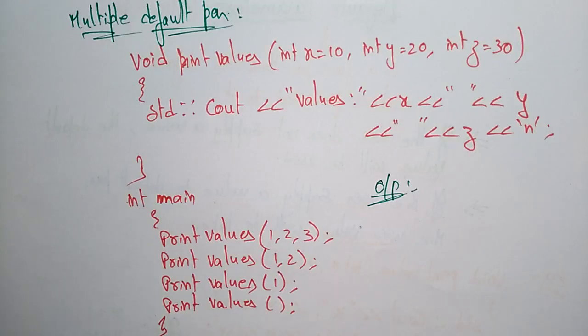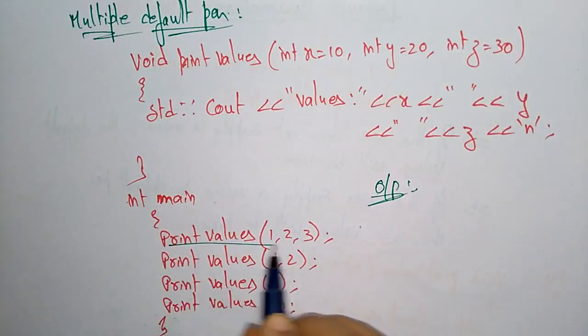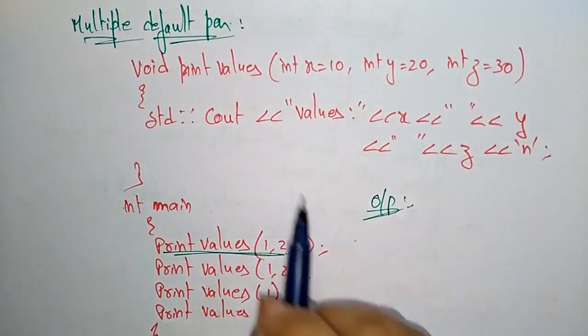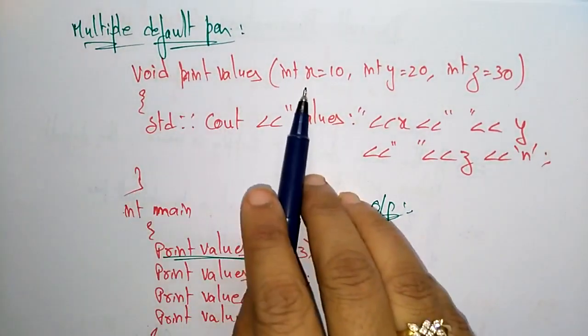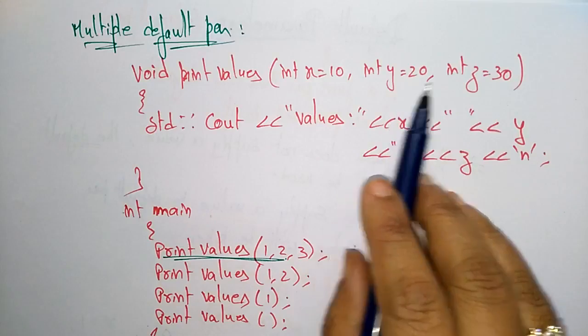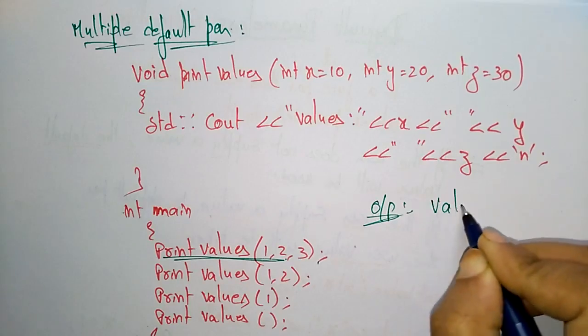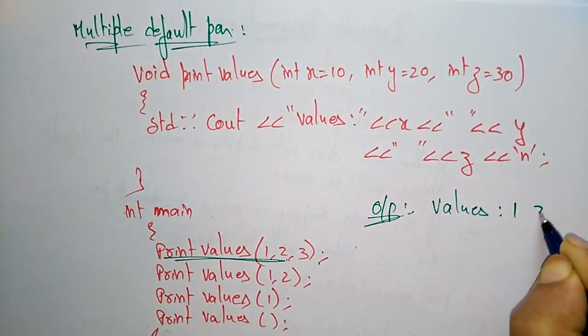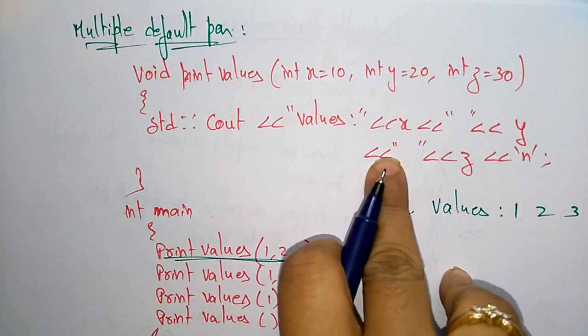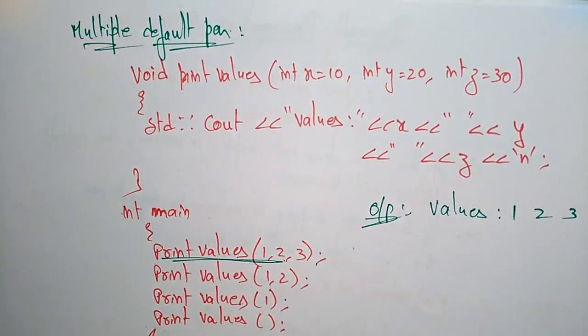Default parameters means if the user doesn't give any value in the program, it takes the default parameters. Okay. So output, first function print values 1, 2, 3. It calls this function instead of x is equal to 10, y is equal to 20, z is equal to 30. Here the user has given 1, 2, 3 values. So now the output is values 1 space 2 space 3, because I have given the spaces. I print the spaces also.